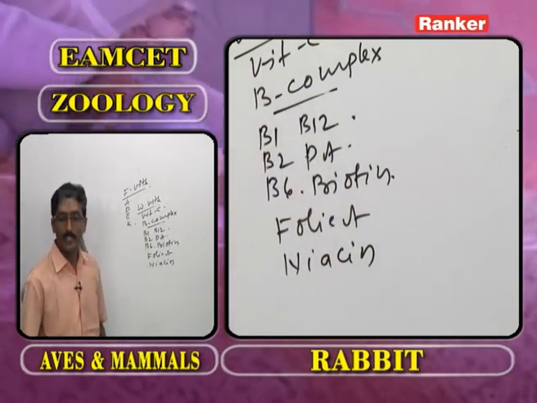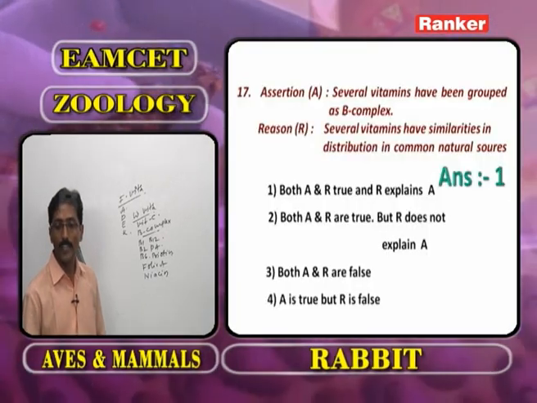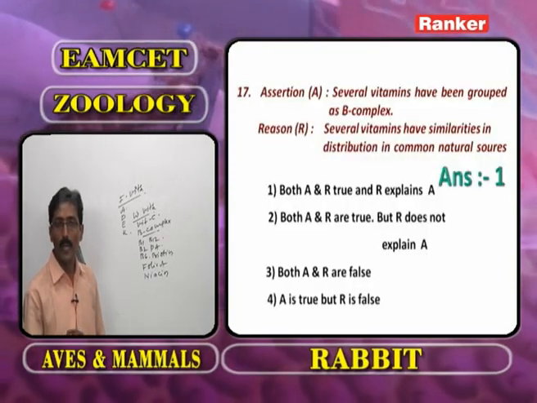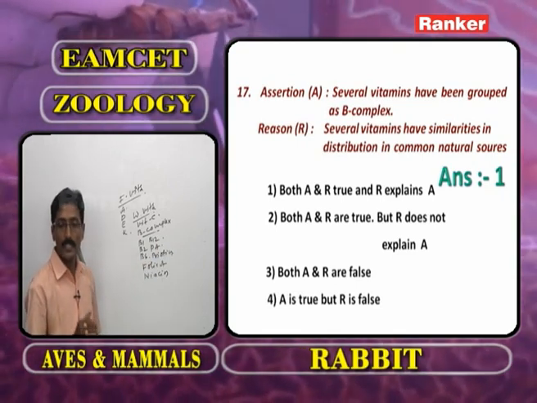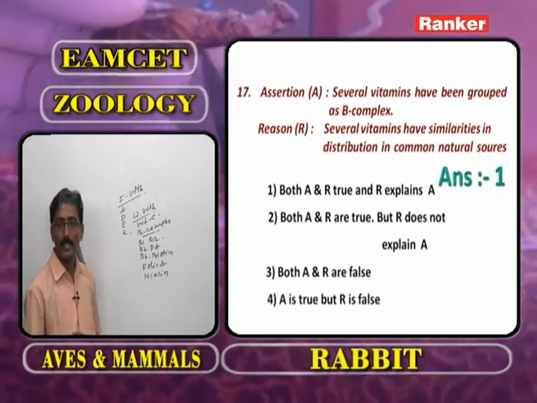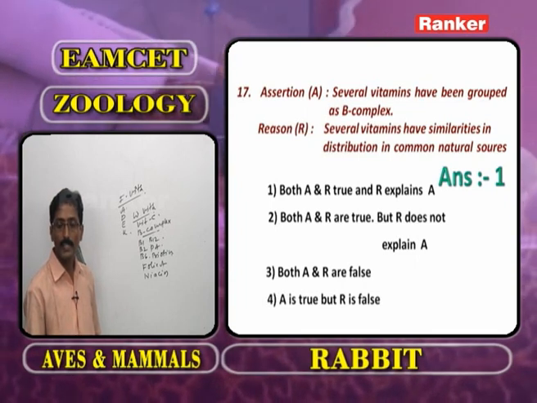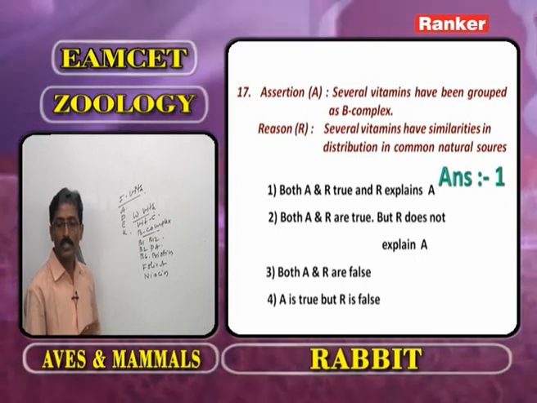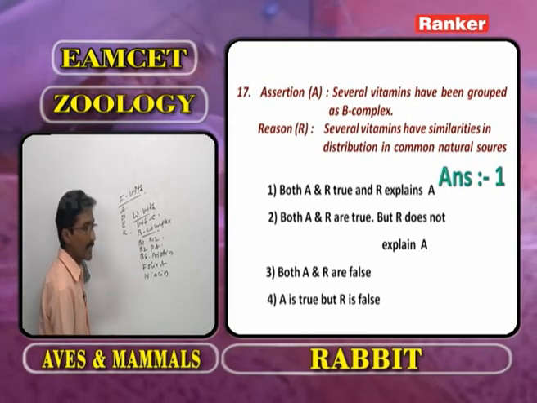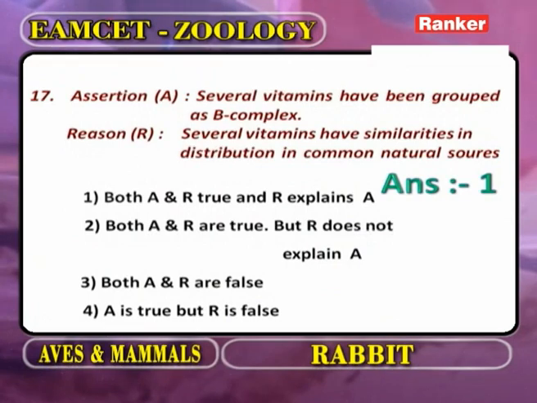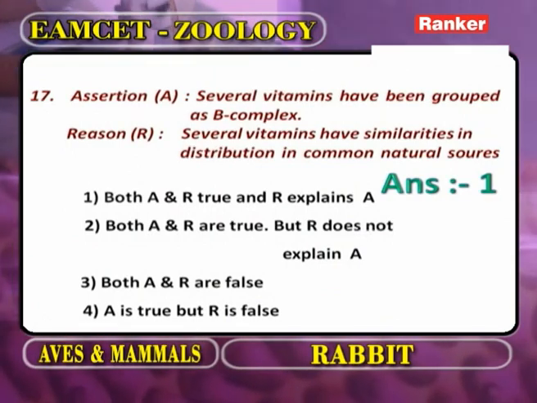Now, based on this information, several vitamins have been grouped as B complex. These are several vitamins. Reason: several vitamins have similarities in their distribution in common natural sources. So, both are correct, and the reason explains the assertion. Now, we go to the next question.